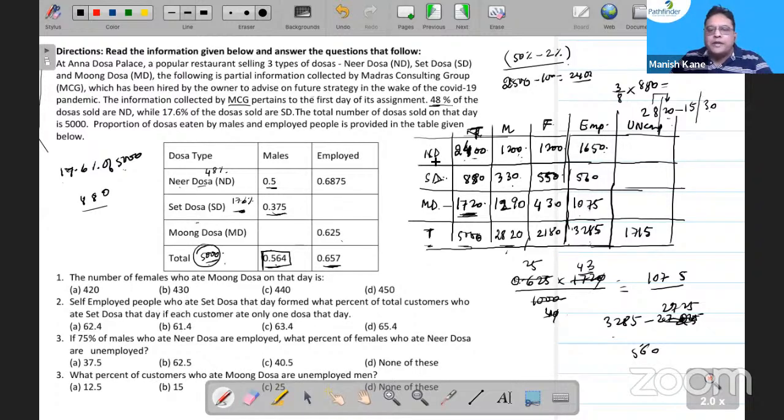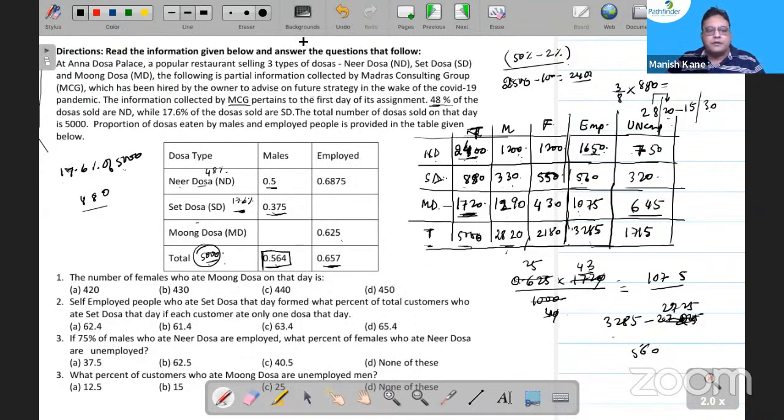So how many neer dosa eaters are unemployed? 2400 minus 1650. Correct? So 750. How many set dosa eaters are unemployed? 880 minus 560. So 320. How many moong dosa eaters are unemployed? 1720 minus 1075. And what do you get? So 645. This is what you get. Now the rest of the question becomes easy.